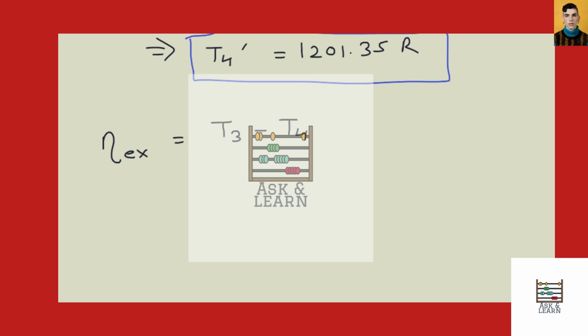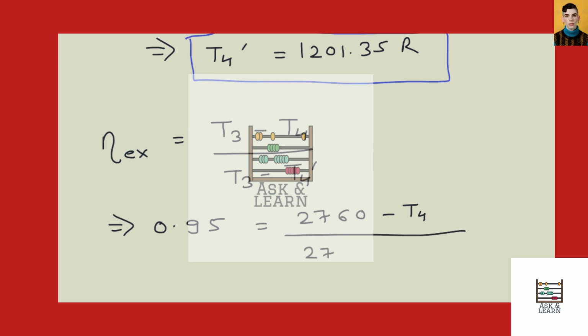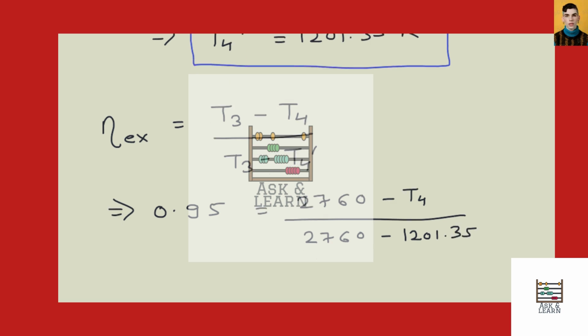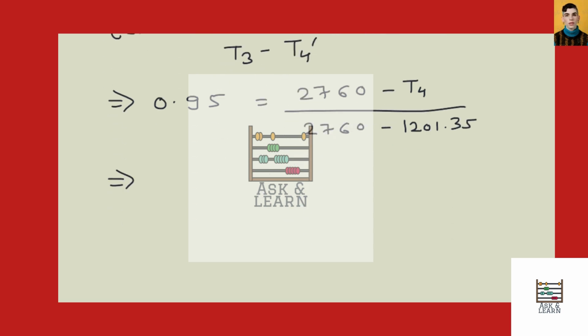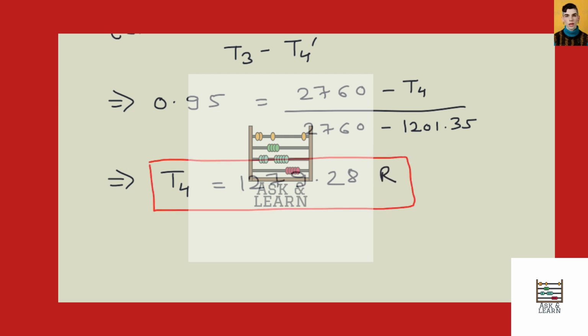Now ηT, the isentropic expansion efficiency, is equal to T3 minus T4 by T3 minus T4 dash. On putting the above given values, we get 0.95 is equal to 2760 minus T4 by 2760 minus 1201.35, or T4 is equal to 1279.28 R. That is our answer.